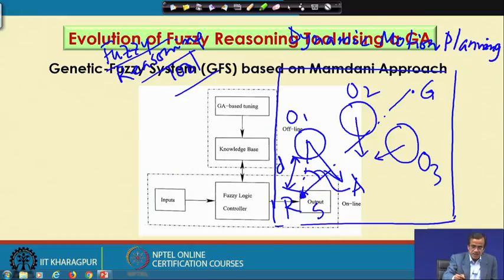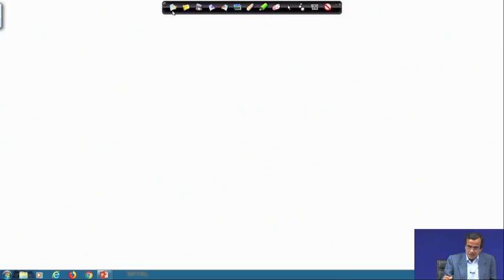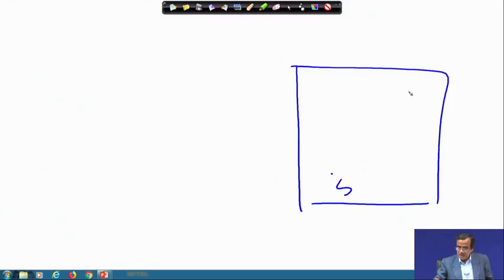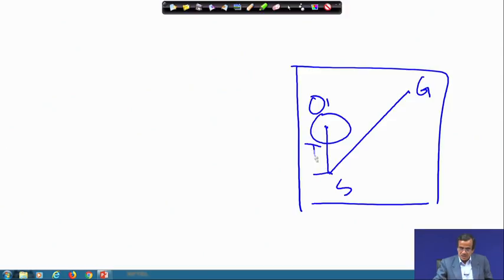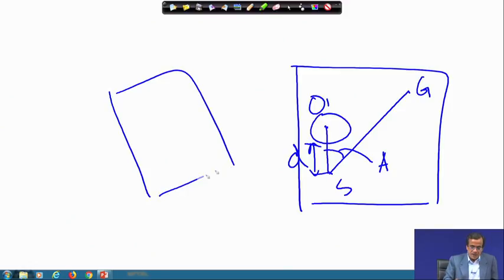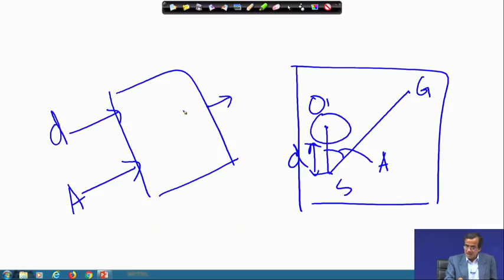So, this is the starting position and this is the goal, and this is the most critical obstacle, say O1. Here, one input is this distance input and this is the angle input. Our aim is to find out what should be the deviation. We are going to design and develop one fuzzy reasoning tool. d is one input and angle is another input, and the deviation, say O prime, is the output. That particular deviation angle we will have to find out.